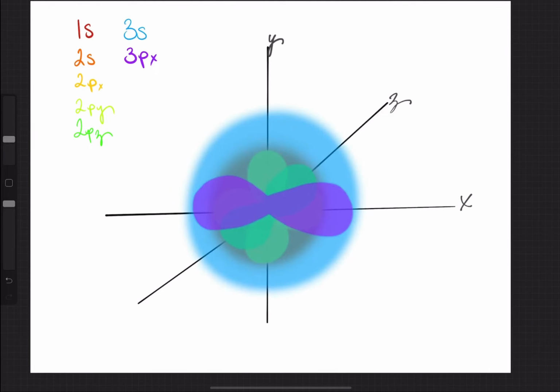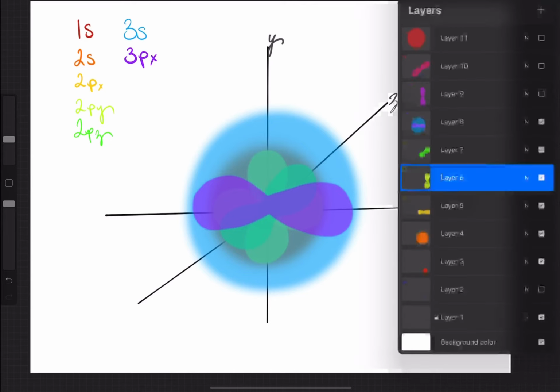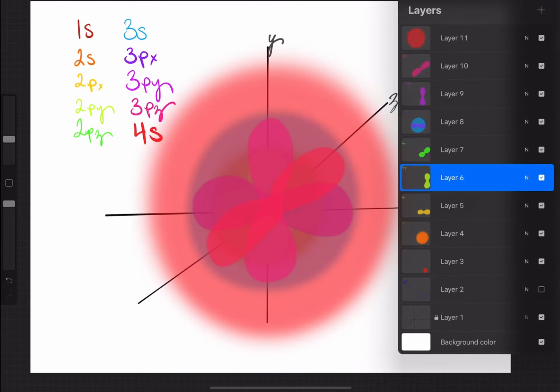After 2p comes 3s. After 3s is 3p. So 3s, we can see that blue sphere, third energy level, slightly larger. And then we've got 3px, and now we can see our third energy level on that p shape. And we've got y and z, and then we could keep going to 4s like that.